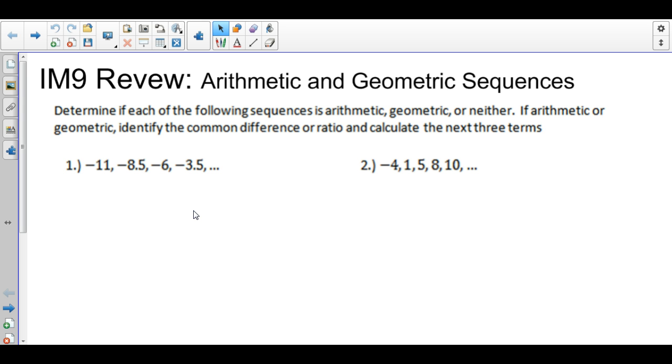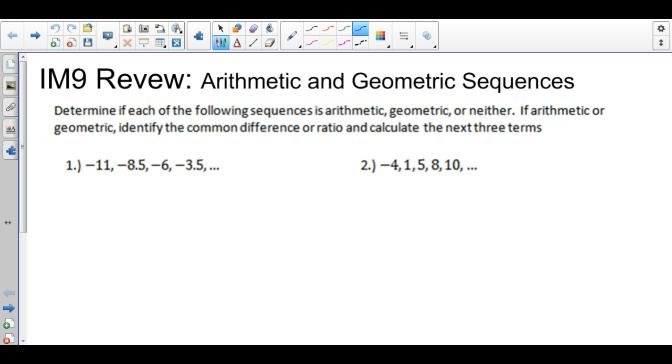So we'll start off with these first examples, which are to determine each of the following sequences if they're arithmetic, geometric, or neither. And if they are arithmetic or geometric, we are going to identify the common difference d, or the common ratio r, and then calculate the next three terms.